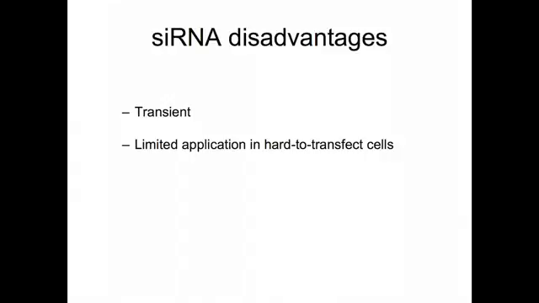Now, it's nice to have siRNAs. However, it also has disadvantages. For example, it's transient. So for those who do transfections inside cells, after a few days, this siRNA effect will be gone because when the cell divides, the siRNAs will be diluted. So for example, if you have 100 siRNAs in one cell on day 1, on day 2, when cells are divided into 2, you only have 50 siRNAs. And on day 3, you only have 25, and so on. Another thing is that some of the cells are very hard to be transfected. And in that case, you cannot introduce siRNA inside cells.